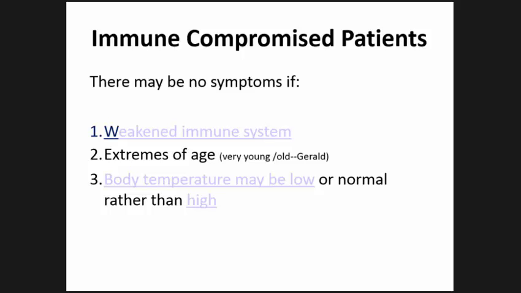Remember, if you have an immune-compromised patient, patients that have had chemotherapy, they have cancer, you know they've had radiation and/or chemotherapy, they have AIDS, or some kind of immunosuppressive myeloproliferative disorder, something like that. They have a weakened immune system, and they may not show you any symptoms. Same way with extremes of age. They're very young and they're very old. We know this. They are harder to diagnose because they don't obey the rules. And the body temperature may be low, may be high, may be normal.